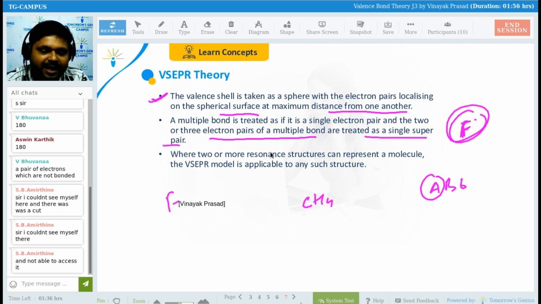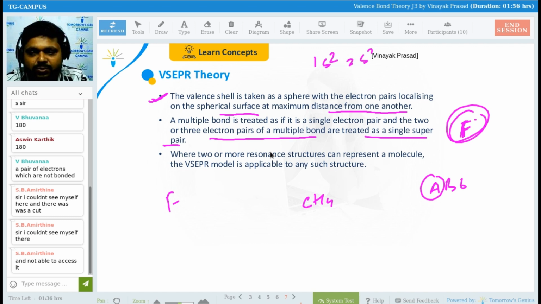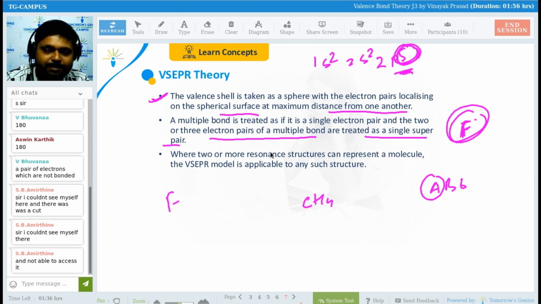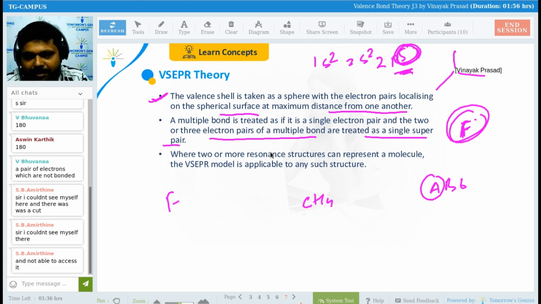See, F is 1s2, 2s2, 2p5. So 5 electrons in the valence shell, right? 2p5, 5 electrons in the valence shell. So how many bonds can it form? 5 bonds, right? But let's suppose if 5 bonds are not formed and only 3 of them are bonded, then 2 electrons remain. So that will be taken as a lone pair.